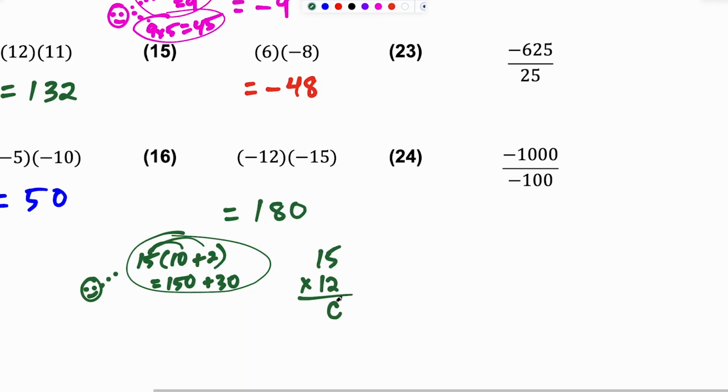2 times 5 is 10. So we put a 0, carry the 1. 2 times 1 is 2, plus 1 is 3. We put our placeholder. 1 times 5 is 5. 1 times 1 is 1. And we add all this up, and we get 180.